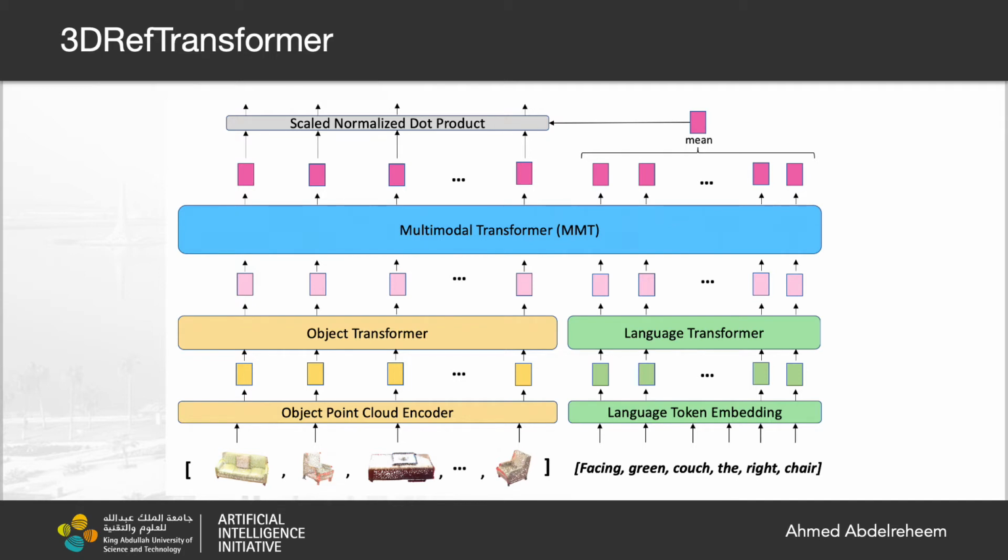To help distinguish the target object from its distractors, we compute a scaled cosine distance between each object and the mean of all language tokens.